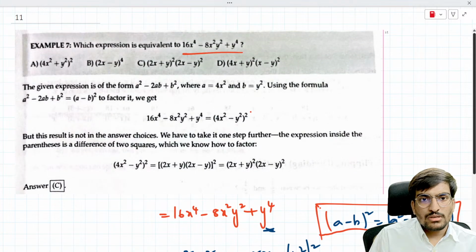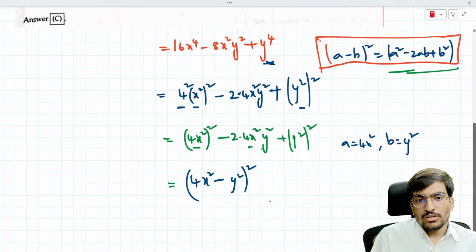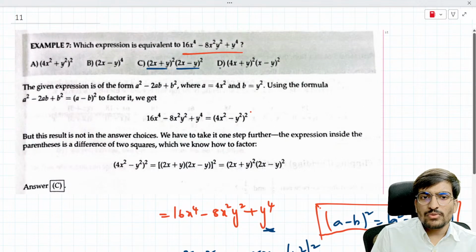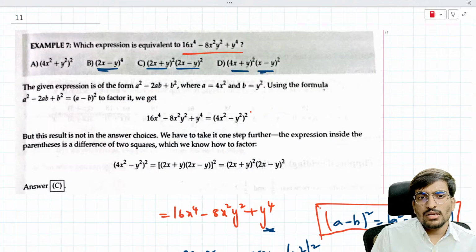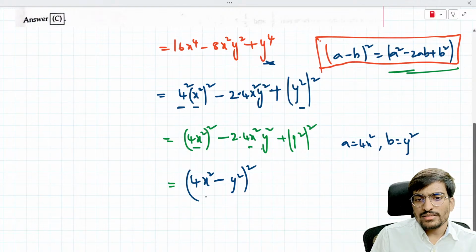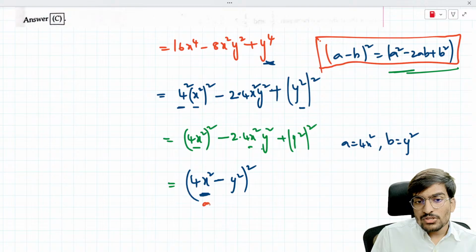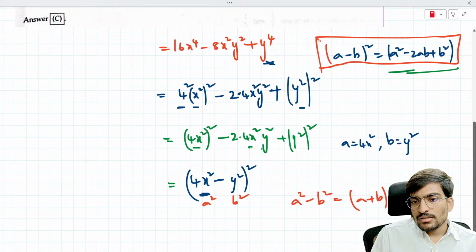Do we have that option, 4x square minus y square whole square? We don't have that option. All of them are in 2x, but there is no such term like that. You see the options: 2x plus y, 2x minus y, 4x plus y whole square, x minus y whole square. Is there any chance that we can turn this into 2x? This is still a square minus b square term. What is a square minus b square? (a plus b) times (a minus b).